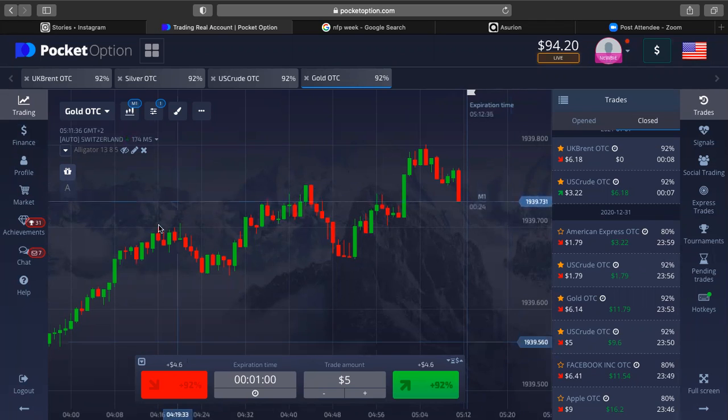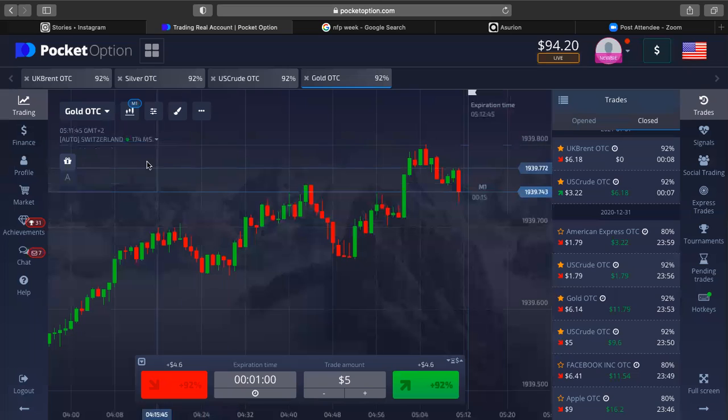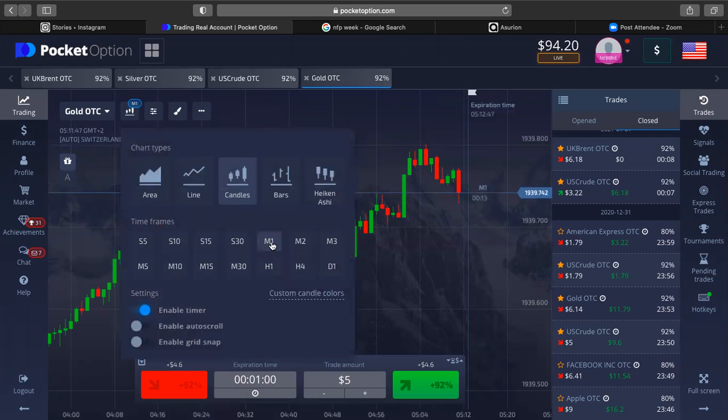So basically what I just did was I removed all my indicators. I'm gonna remove this one as well, just so that you can see that this is a naked chart. This is what will show up when you first get on your broker. So what I'm gonna do is I have my candles on the 1 minute.